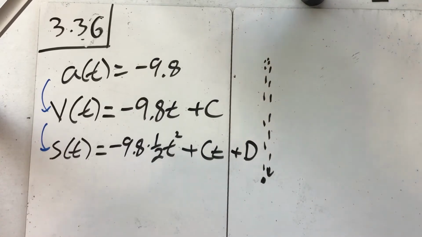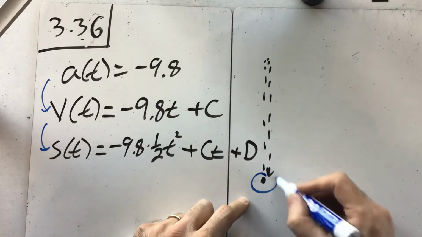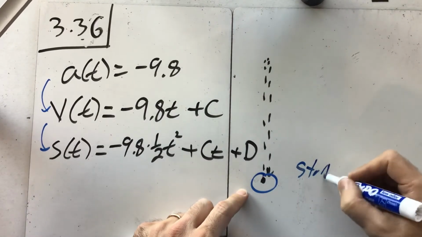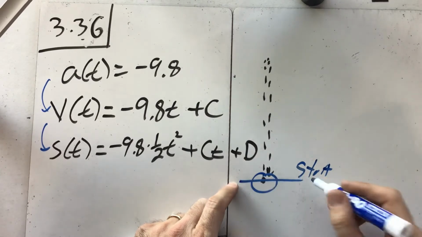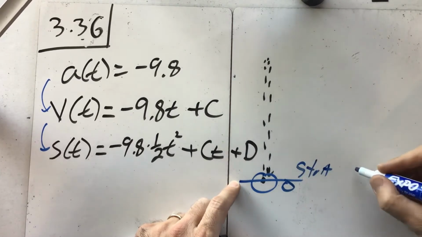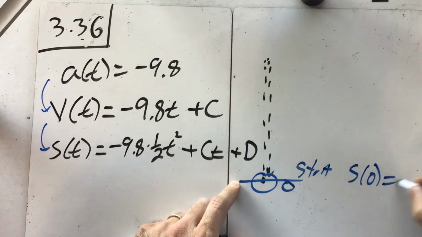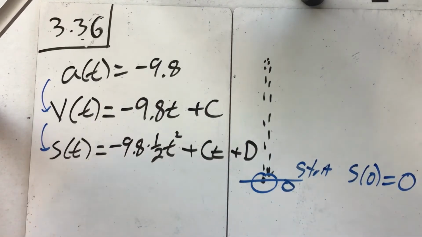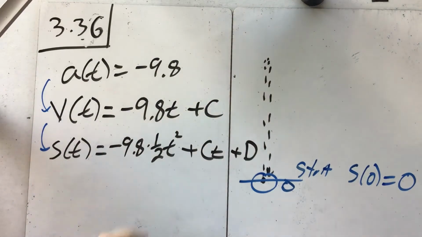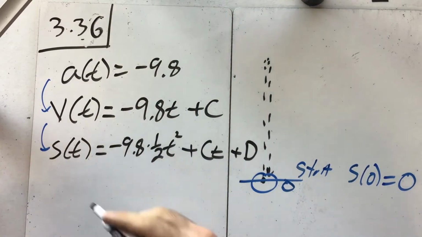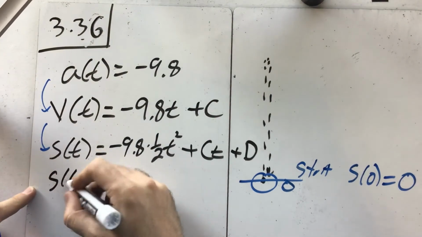Okay, now let's think, are there any facts we know about this ball? The only fact I can think of is the starting point. We start right here, and I think what makes sense would be to call this 0, and so I'm going to start at s of 0 is equal to 0. So that lets me put this into this equation, and I'll be able to figure out one value. And you can already see pretty quickly what we get here. Let me go ahead and simplify this just a little bit.